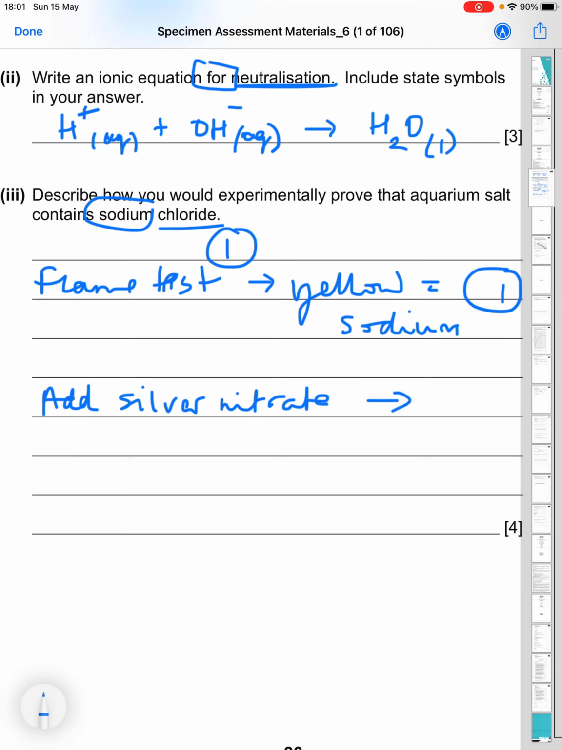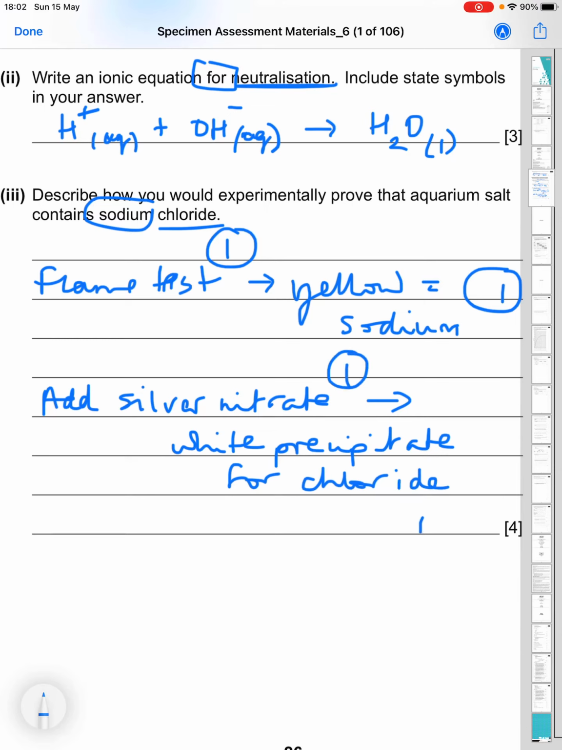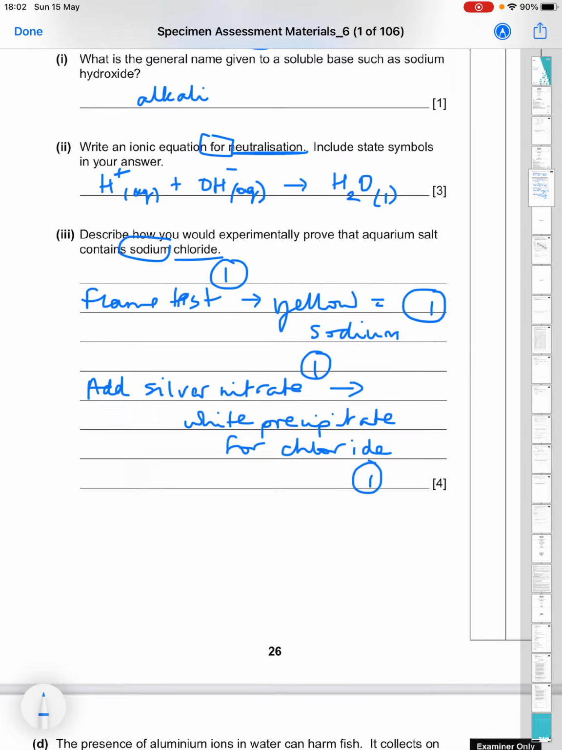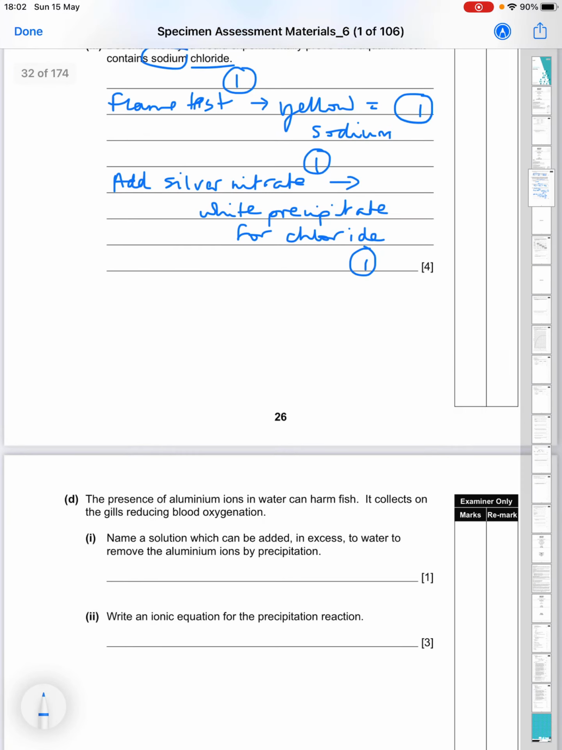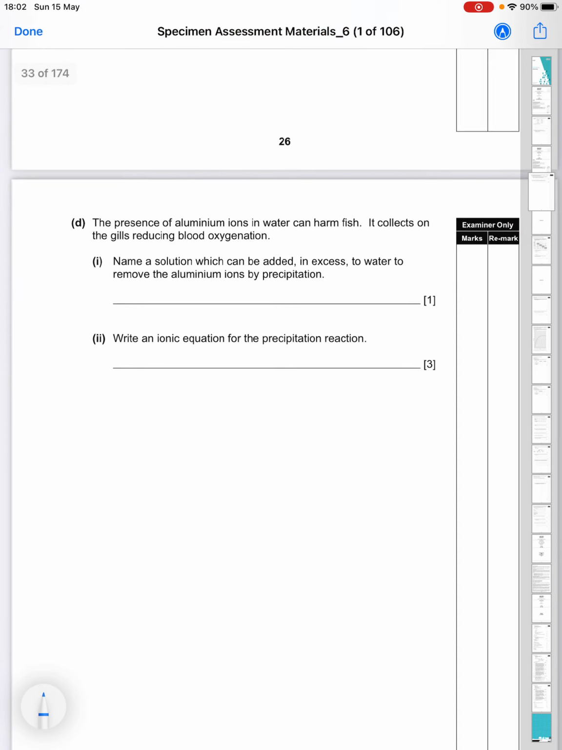And that's going to give a white precipitate for the chloride. So we should remember those precipitates for the halogens. Chloride is white, bromide is cream, and iodide is yellow. And that's your 4 marks there.